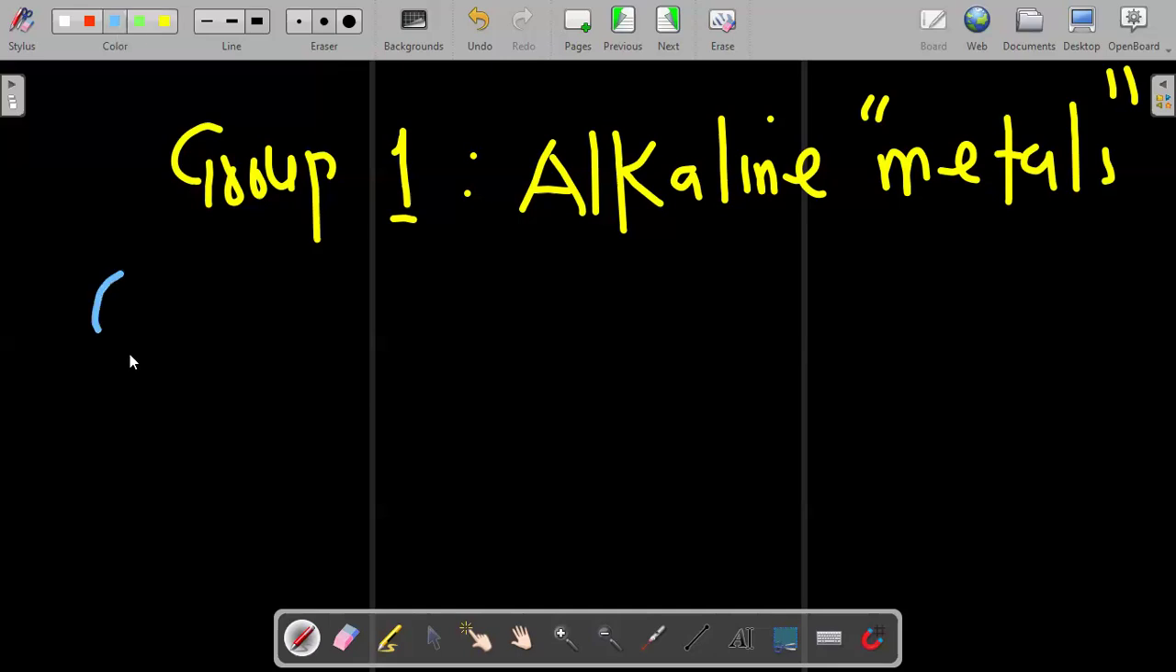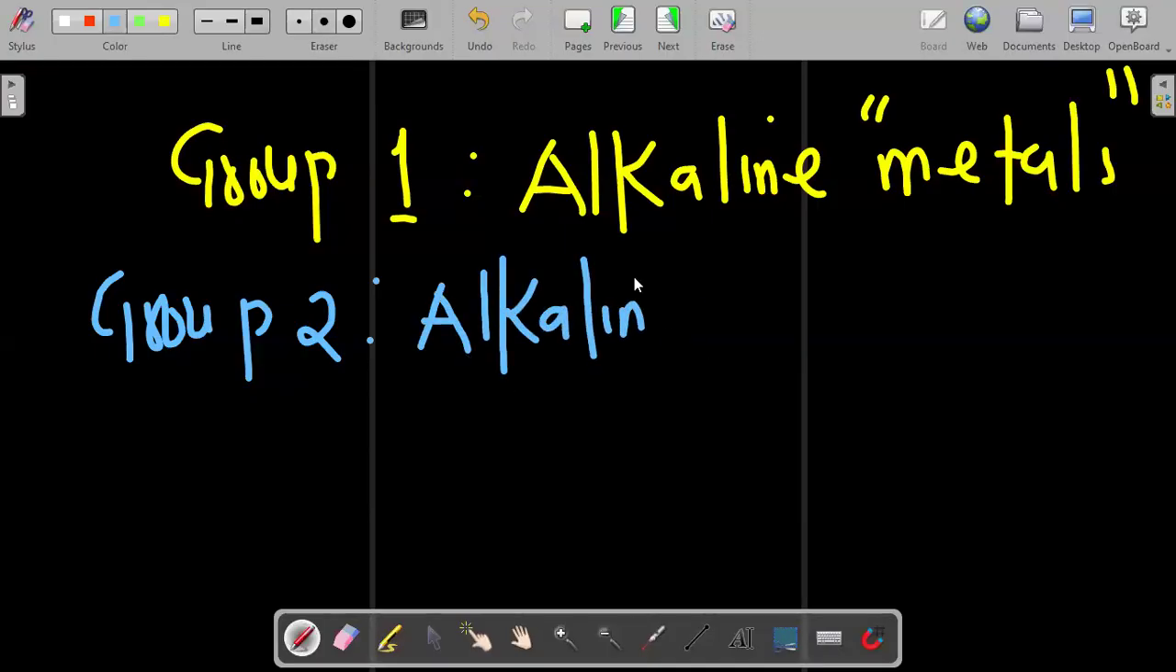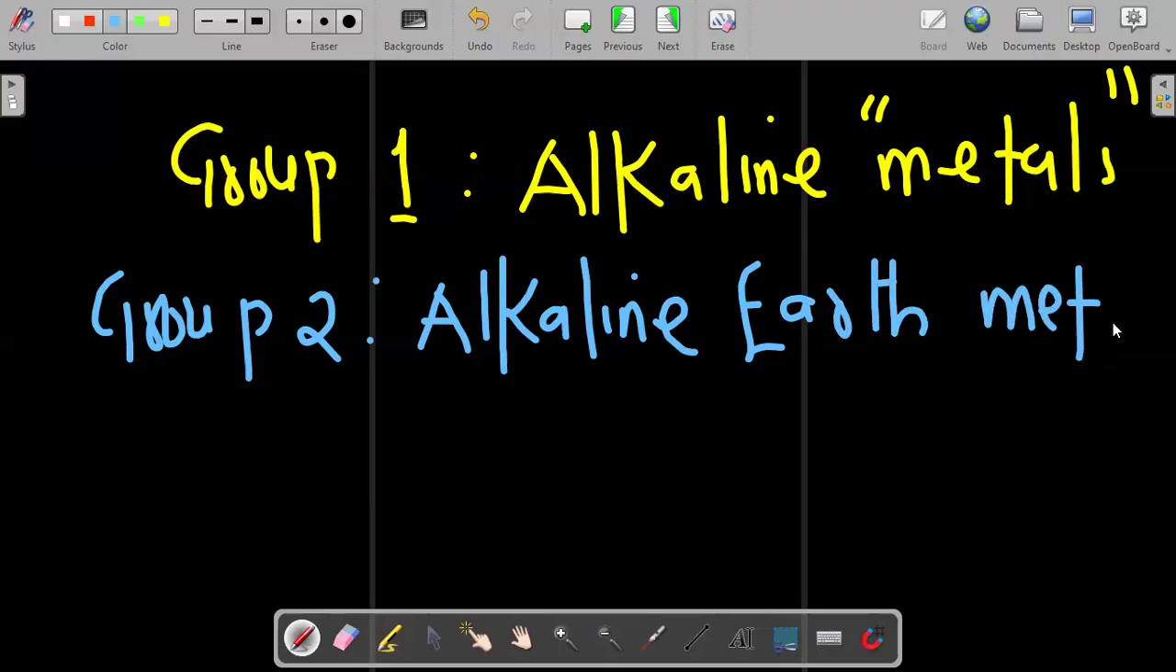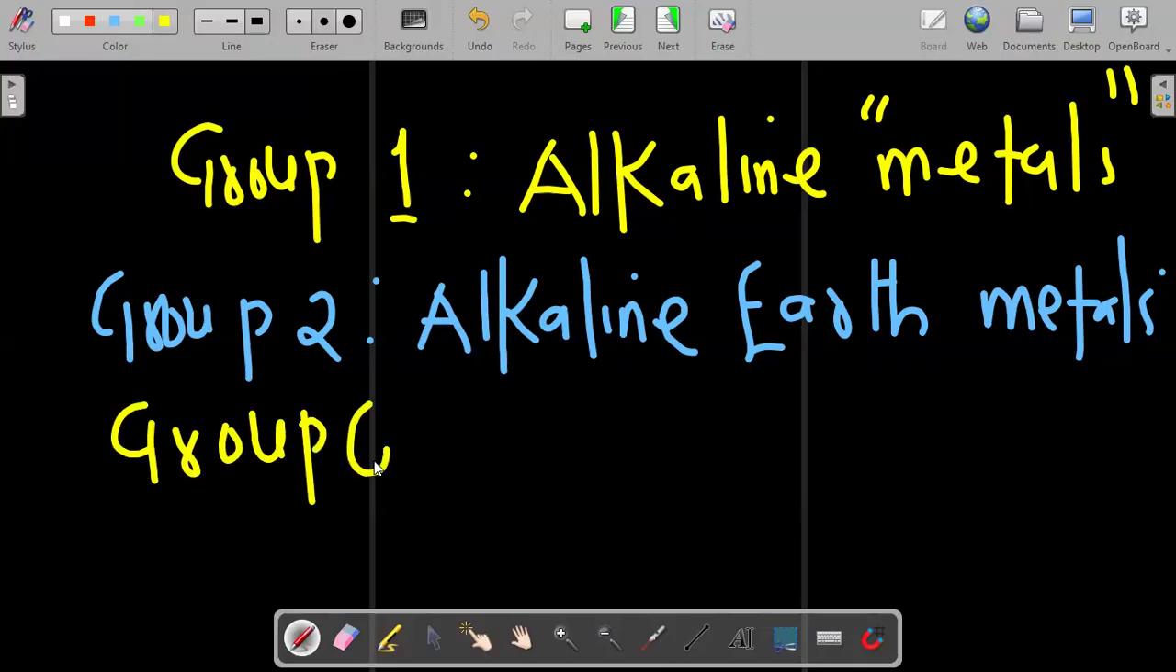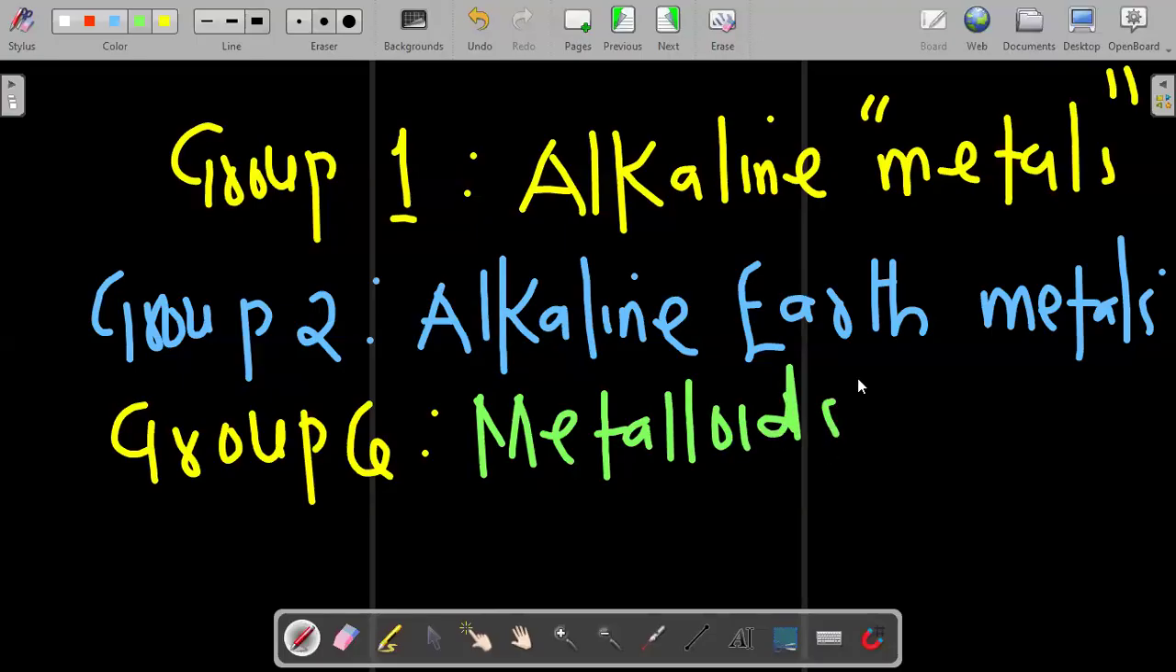While group 2 are called alkaline earth metals. That's what group 2 are called. Group 2 are called alkaline earth metals. Okay. Then we have group 6 also has a name. Not like I said earlier, not all of them has a name. Group 6 are called metalloids. That's what we call group 6. They are called metalloids.